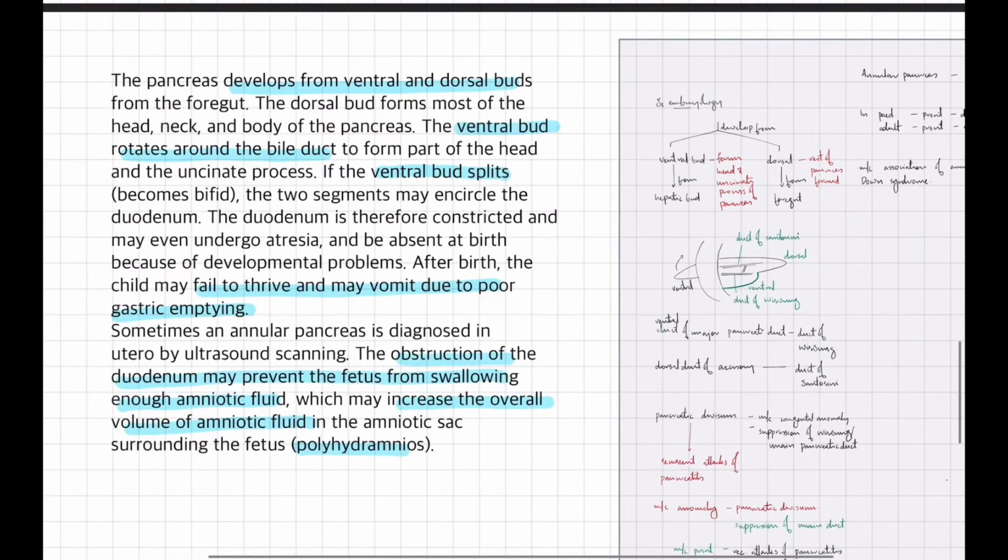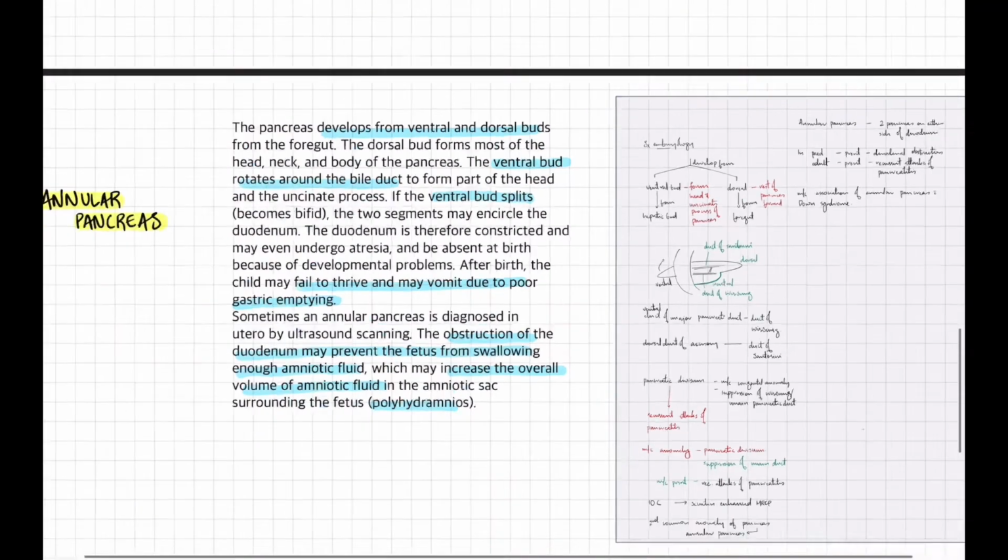This can cause constriction of duodenum. After birth, the child may fail to thrive and may vomit due to poor gastric emptying. The obstruction during fetal life may prevent the fetus from swallowing enough amniotic fluid. This increases overall volume of amniotic fluid in the amniotic sac surrounding the fetus, a condition called polyhydramnios.